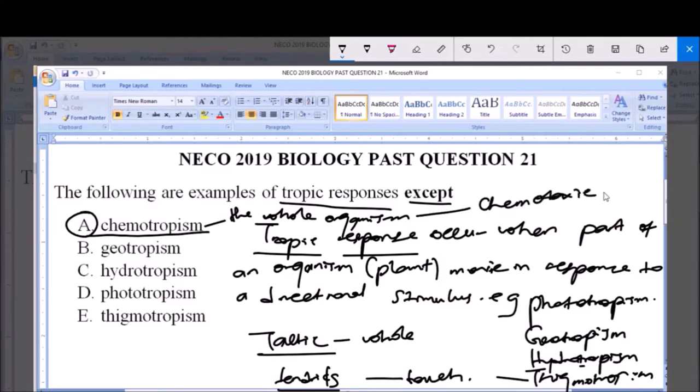Chemotaxis is a toxic response, because whenever there's a chemical response, the whole organism responds to this chemical, and that is chemotaxis. So there is nothing like chemotropism, and therefore chemotropism is the answer to this question, because it is not a tropic response. Geotropism, hydrotropism, phototropism, and thigmotropism are all tropic responses except chemotropism. So this is the answer to this question.